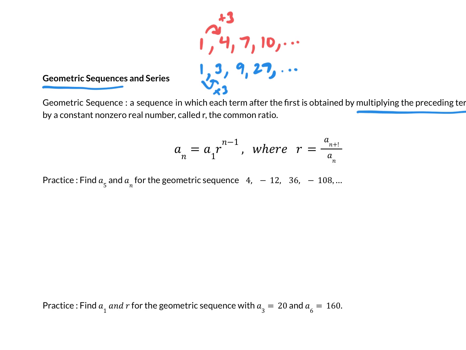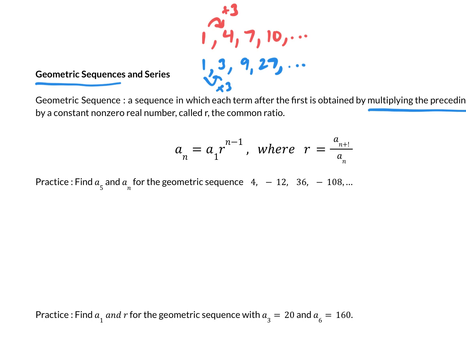So the formula to find one specific term of your geometric sequence is going to be a sub n is equal to a sub 1, which is your first term, times r to the n minus 1, and your r is your common ratio. For the example that I just did here up in blue, my ratio would be 3. That's what I'm multiplying by each and every time.